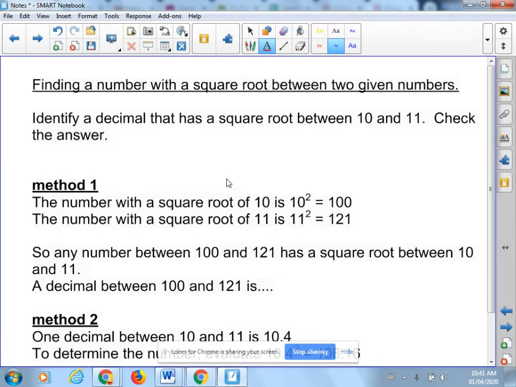Morning. So part 2 of section 1.2, finding a number with a square root between two given numbers. Identify a decimal that has a square root between 10 and 11. Check the answer. So there's two methods.